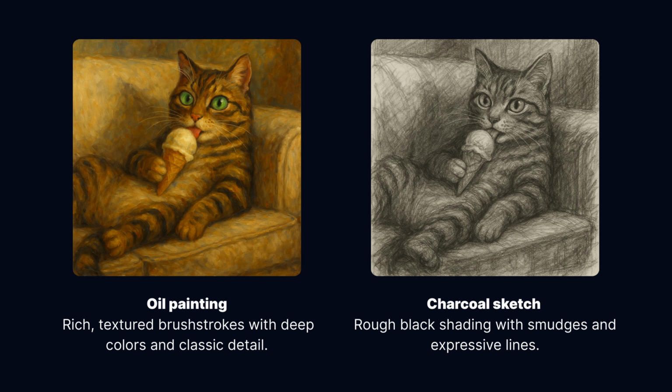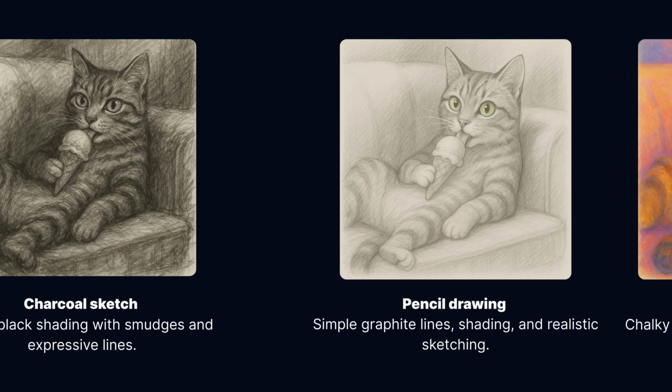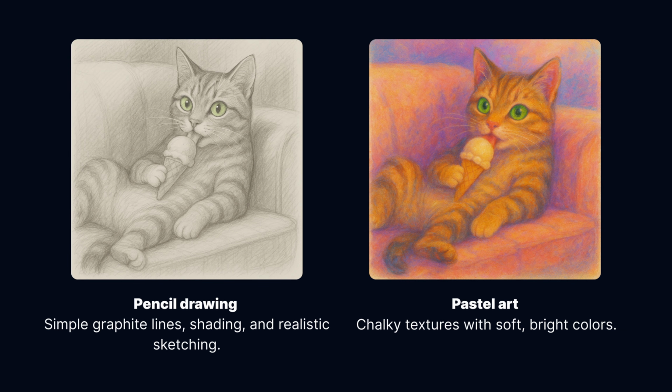Then we have charcoal sketch, rough black shading with smudges and expressive lines. Next up we have pencil drawing. Simple graphite lines, shading and realistic sketching. And next to that is pastel art, chalky textures with soft, bright colors.